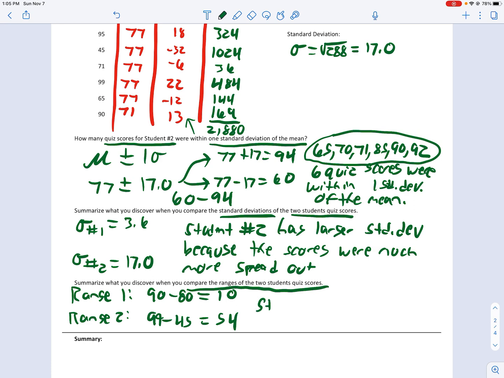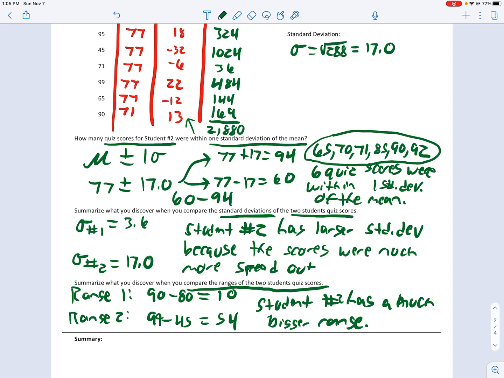So student number 2 has a much bigger range, which hopefully should make sense because their data is more spread out. They would have a bigger range than student 1. So again, range is from the highest to the lowest.